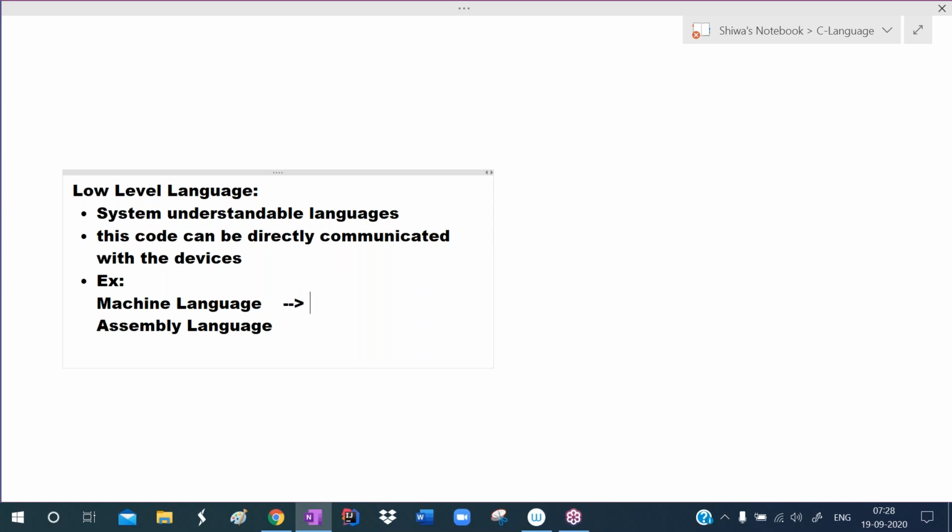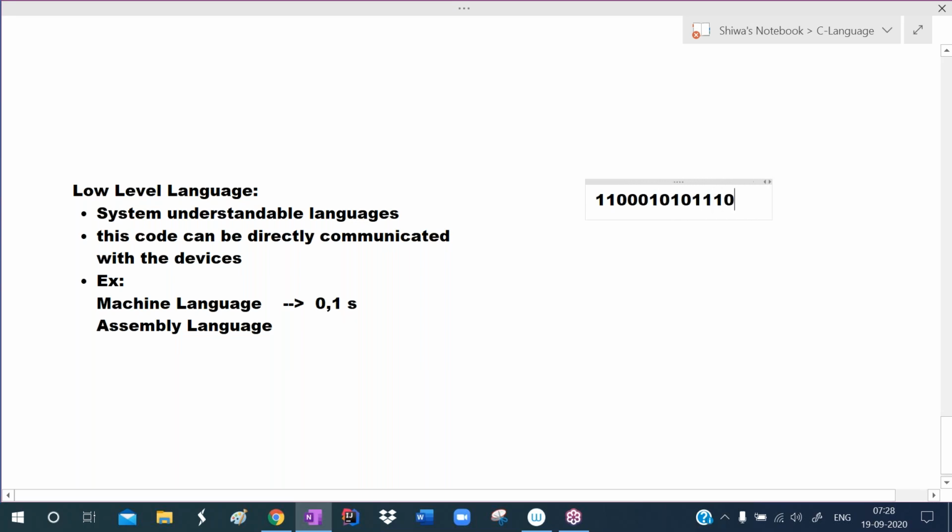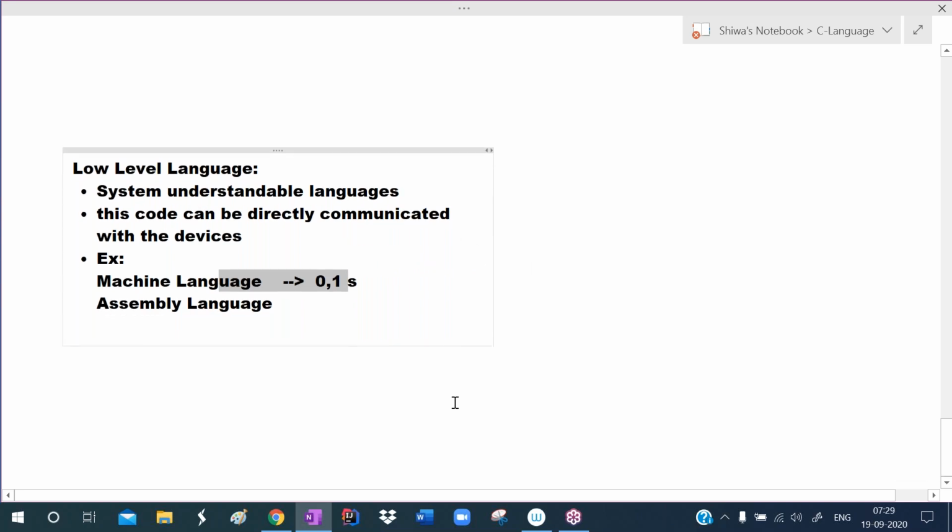So machine language means the code will be in the form of zeros and ones. Code will be like this: 1100101011, 00010, like this. So this code is called machine code. Computer can understand it, we cannot understand it. This is the computer's language, so it can directly communicate with the hardware.